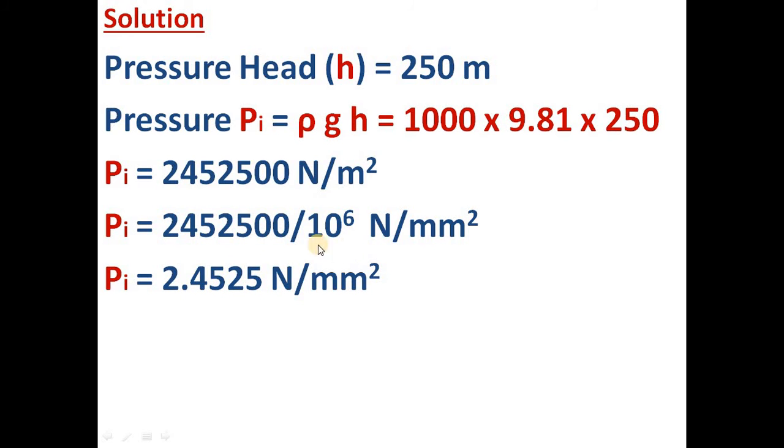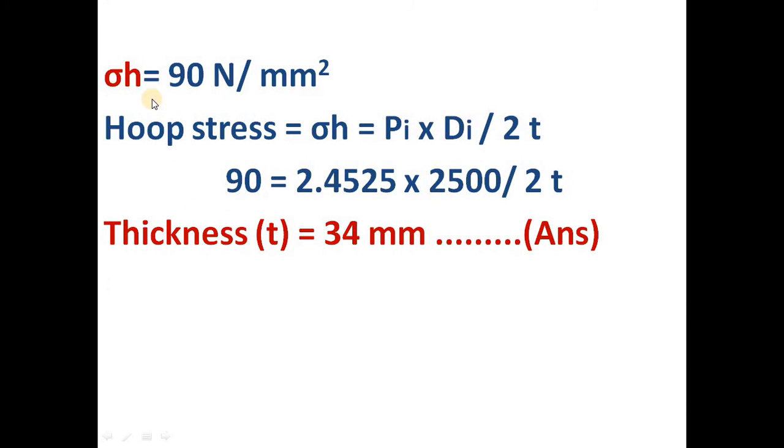2.4525 Newton per mm square will be the internal pressure. Only difference. And remaining is same. Sigma h is given in the problem itself, 90 Newton per mm square. Then hoop stress relation. Hoop stress sigma h is equal to Pi into Di divided by 2T. Sigma h can be written as 90. Pi is 2.4525 is obtained. Then Di is given in the problem.